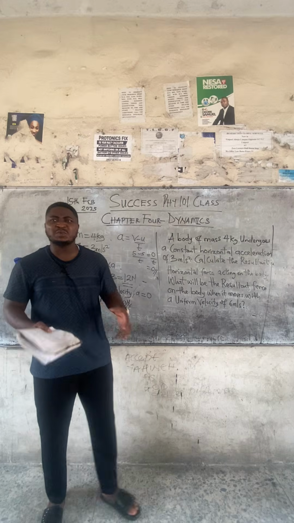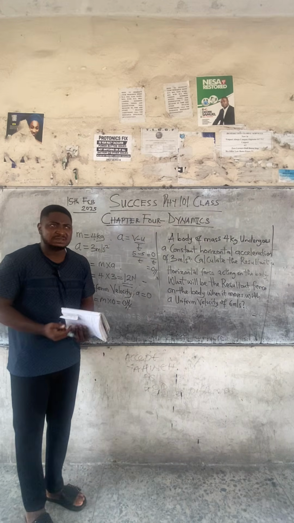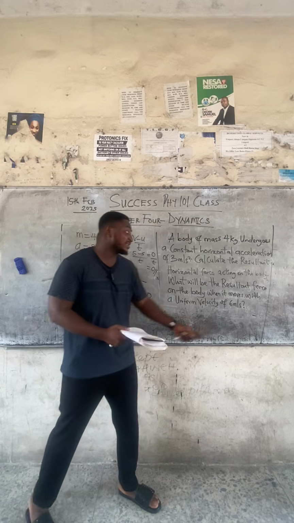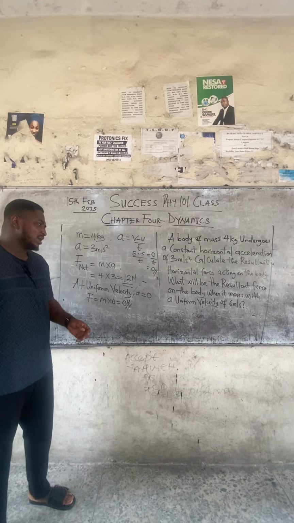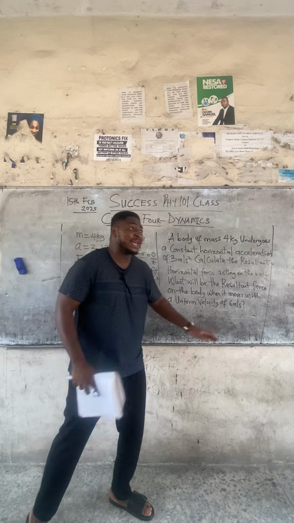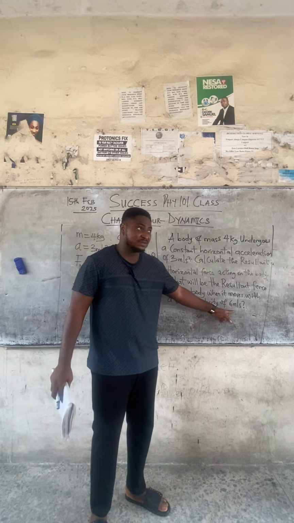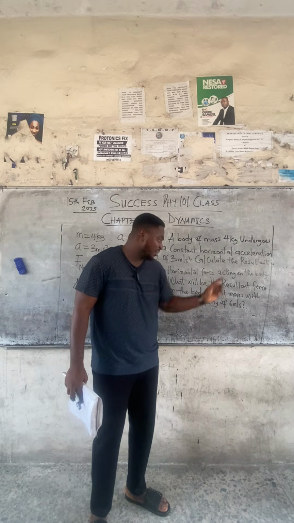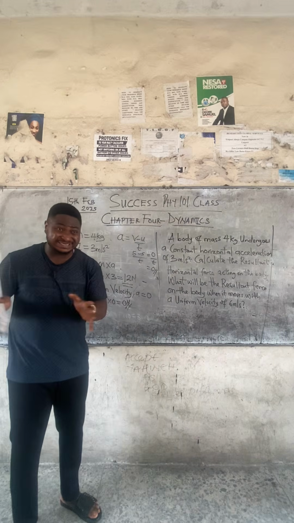Someone will say, why did they give the 6 then? It's not every parameter they give you in a question that you must use. Some parameters are distractors, they are to distract you. This is just for information's sake that the body is moving with a uniform velocity of 6 meters per second. That means this velocity never changed. There was no time when it changed from 6. It was constantly 6 till the end.